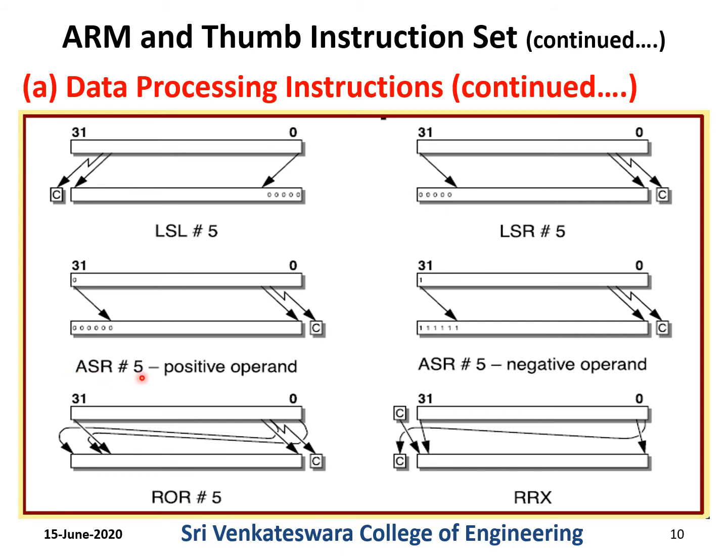ASR #5 shifts the bits to the right, so in the left side, the most significant bits, whatever value the most significant bit was holding, that will be appended. So this is a positive operand, so 0 is appended here. Now with the same instruction, if there was a negative operand, the most significant bit will be 1, so the ones will be appended 5 times.